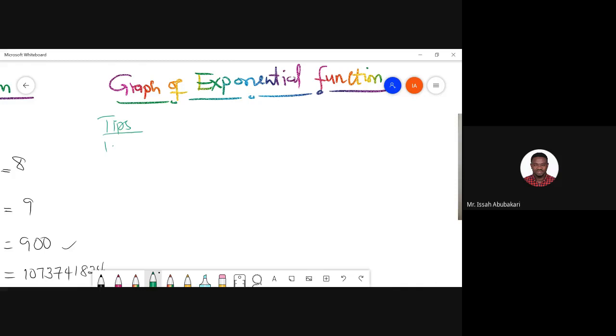Tip number one: each graph or line crosses the y-axis at the point (0, 1). Okay, at the point (0, 1).